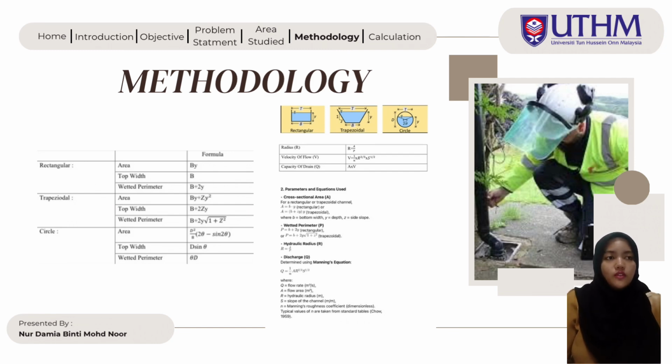and capacity of drain. In our project, we use a rectangular shape in the drainage system, where we need to find the parameters and equations, which give the cross-sectional area, wetted perimeter, hydraulic radius, and discharge. For discharge, we determine it using Manning's equation. We need to find where it gives the flow rate, and then the flow area and the hydraulic radius.